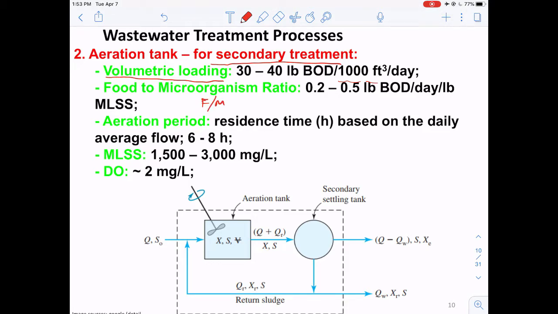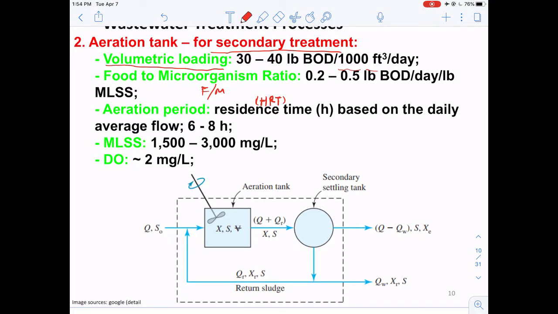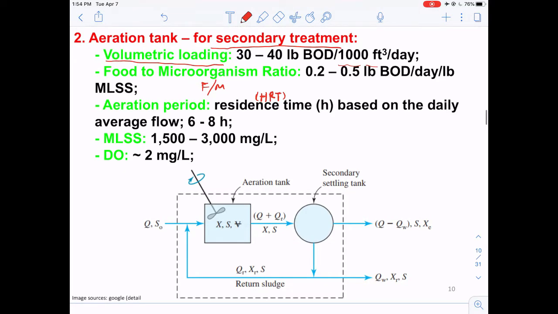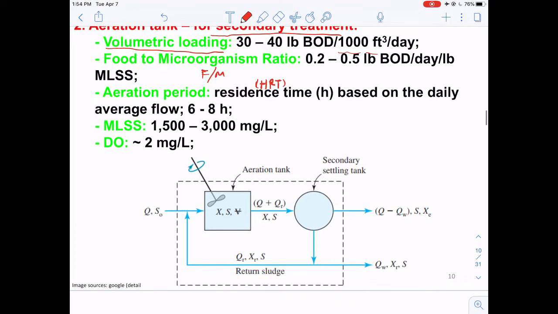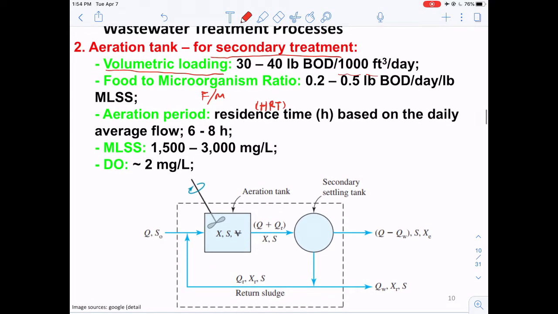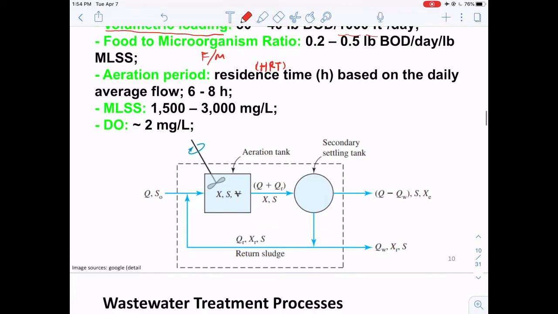Okay, so there's also a term called the aeration period. So just to notice, the aeration period is just the hydraulic retention time, or the HRT. So this really depends on which definition, exact definition we're using. The aeration time is basically the hydraulic retention time. And for the mixed liquors suspended solids, they are typically in the range of 1,500 to 3,000 milligram per liter, and the dissolved oxygen concentration is around 2 milligram per liter.